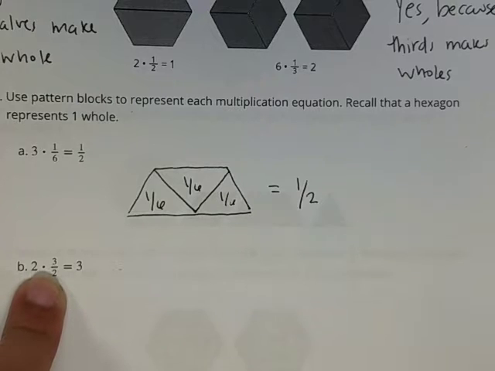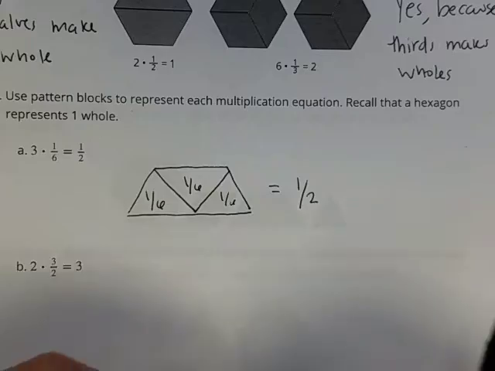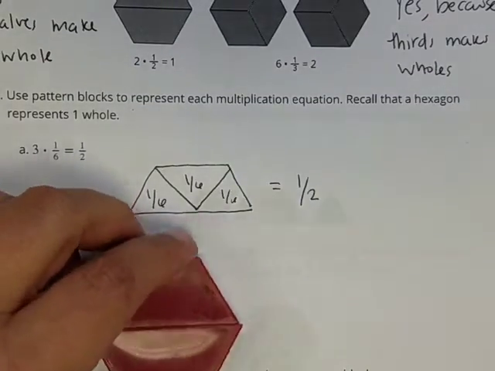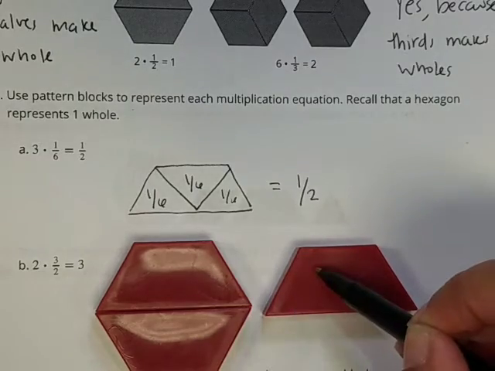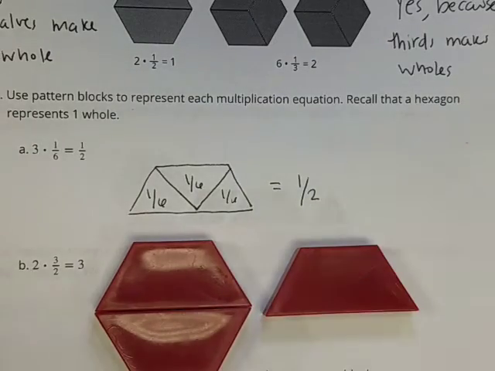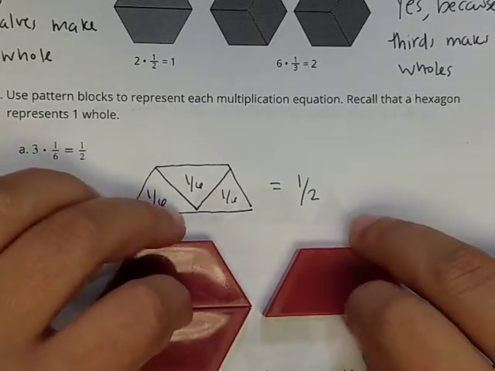2 times 3 1/2. So to represent 3 1/2, I'm going to use, because these are each halves, this represents a half, a half, a half. So there's 3 halves. And then I want to do that twice.